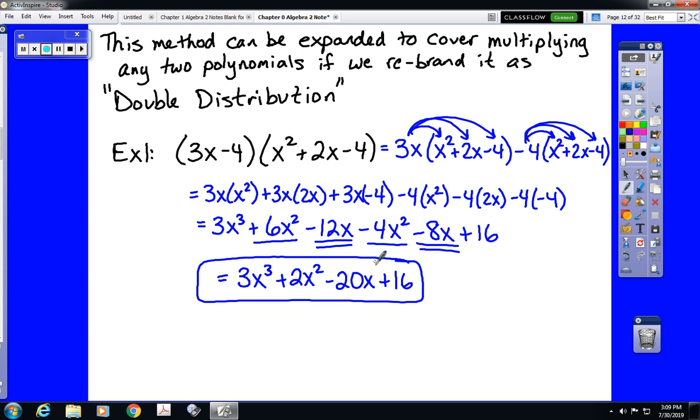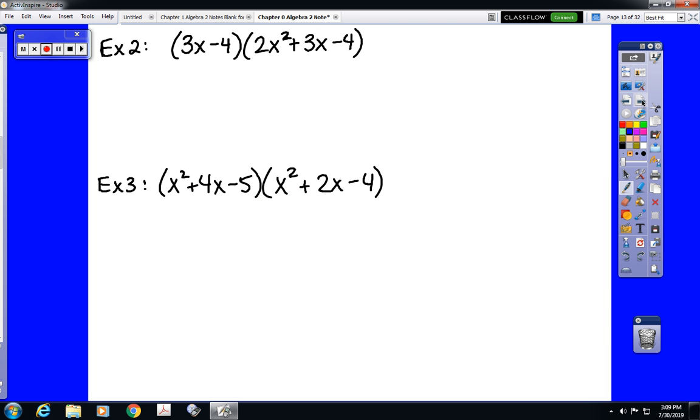So we're going to do a couple more examples of this. Looks like 3 over 2 slides. Again, at any time you think you've got this, you could pause the video and try the example and then watch the video to see if you did it right. So, example 2, we're going to distribute. So we say 3x times the second polynomial, 2x squared plus 3x minus 4, minus 4 times 2x squared plus 3x minus 4.